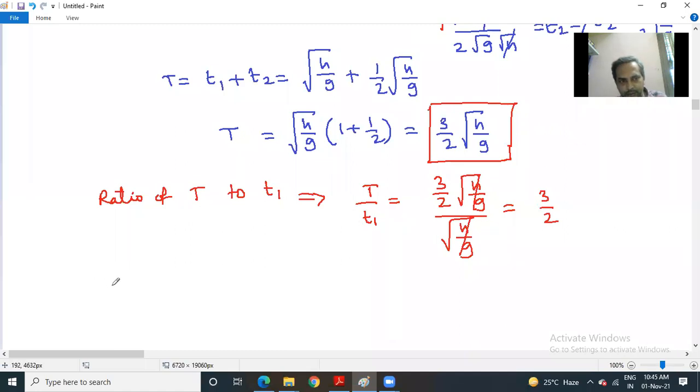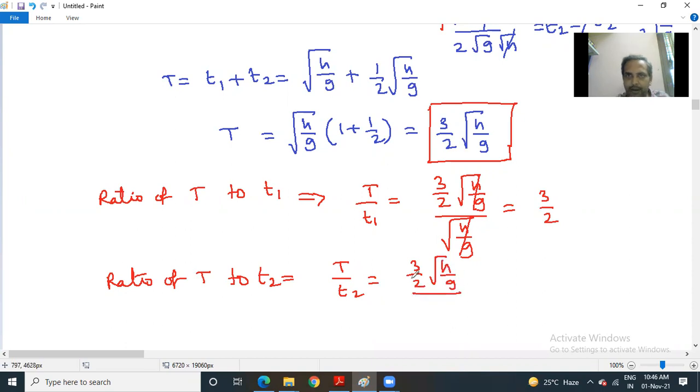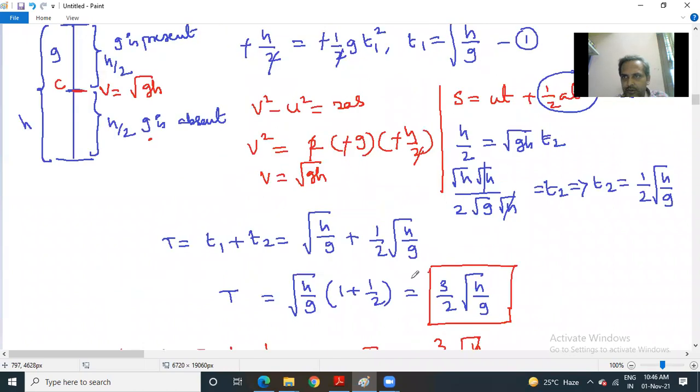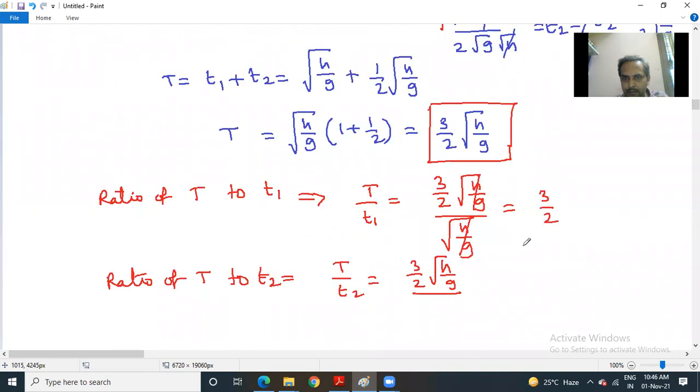Then you can also find out the ratio of capital T to t2. So once again, T by t2 is equal to, what is T? 3 by 2 under root h by g, divided by 1 by 2 under root h by g, this is without gravity. So h by g cancels, 2 cancels, and it will be 3.